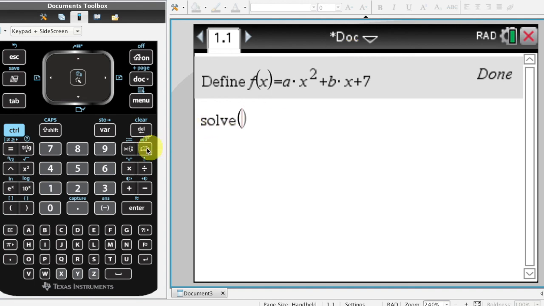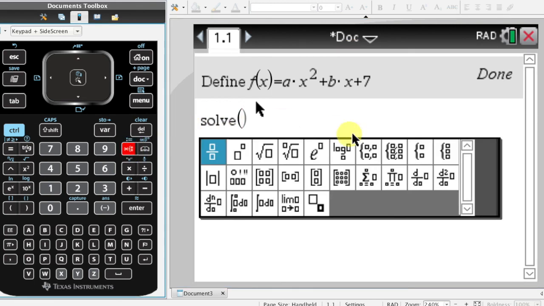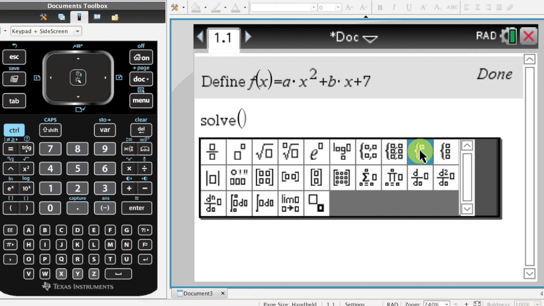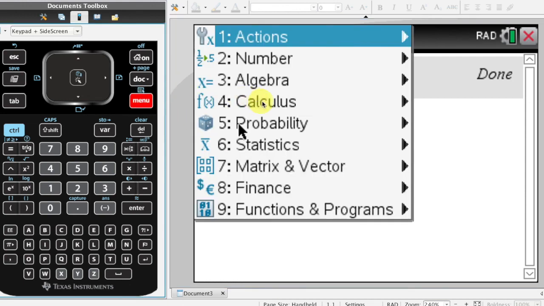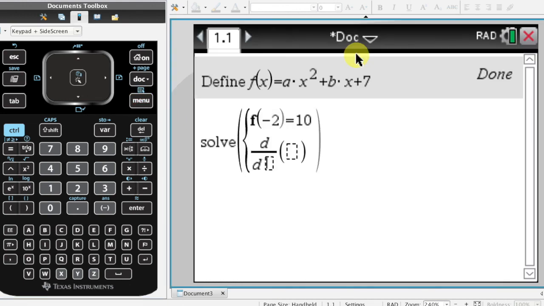And I'm now going to bring up the template. And I just want two functions. So the first bit of information there is that f of -2 needs to equal 10. So if I substitute -2 into f of x, the result will be 10. And then the second part is a little bit trickier. It involves the derivative function. So menu, calculus, derivative, and I want it with respect to x, and we're talking about f of x.